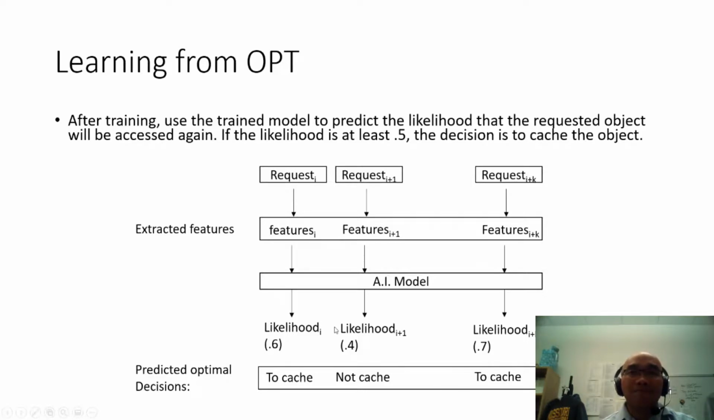The output of the AI model is actually the likelihood that the requested object will be accessed in the future. The bigger the number is, the more likely that the object is going to be accessed in the future. So the author of LFO drew the line at 0.5. If the likelihood is at least 0.5, then cache the object. Otherwise, do not cache the object.